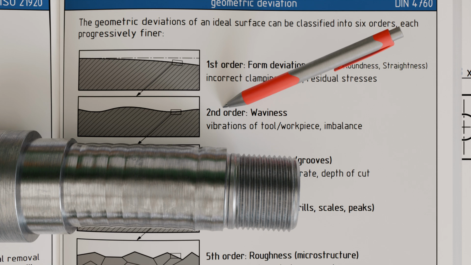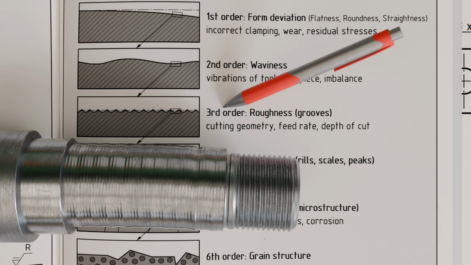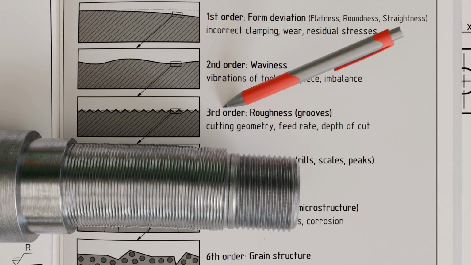The waviness can in turn be overlaid by grooves formed by the geometry of the cutting edge. During turning, and especially roughing, these grooves are often visible to the naked eye on the workpiece surface and can also be clearly felt with a fingernail. The groove depth is influenced, among other factors, by the feed rate and depth of cut. Such a third-order geometric deviation is generally referred to as roughness.